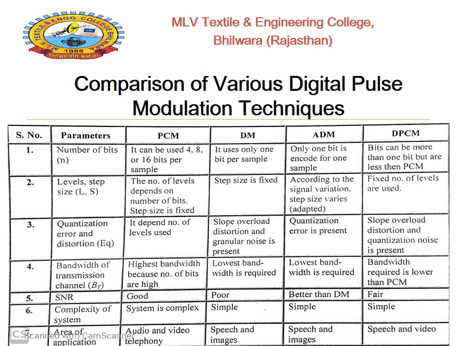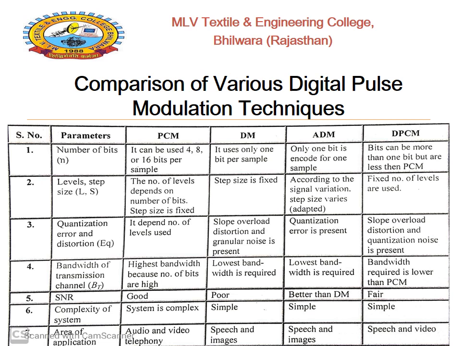In PCM, 4, 8, or 16 bits per sample can be used. In DM, only 1 bit per sample is used. In ADM, also only 1 bit is encoded for each sample. And in DPCM, the bits can be more than 1 bit, but are fewer than in the PCM system.